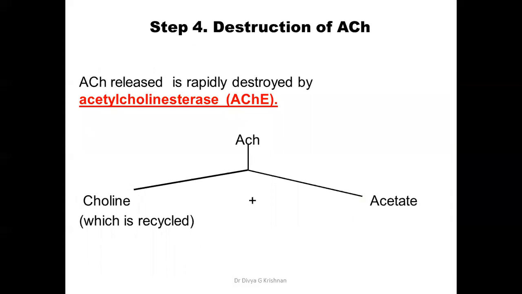Now, the next step is destruction or termination of action of acetylcholine. I told you in the previous slides, the termination of action of acetylcholine occurs by metabolism. So it is rapidly metabolized by an enzyme called acetylcholinesterase. Just see how it is abbreviated, AChE. You have to be careful with this acetylcholinesterase. This is the short form of the enzyme. It is metabolizing acetylcholine into choline, which is again recycled for synthesis of acetylcholine, and the other part is acetate.